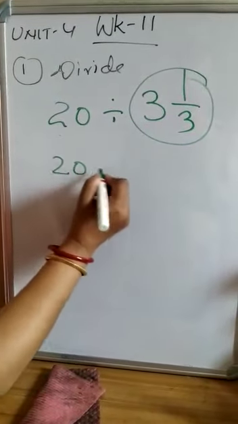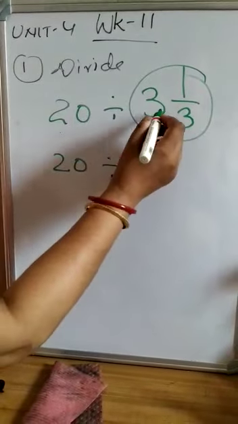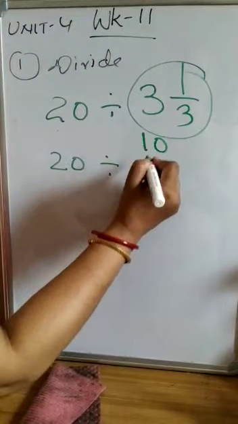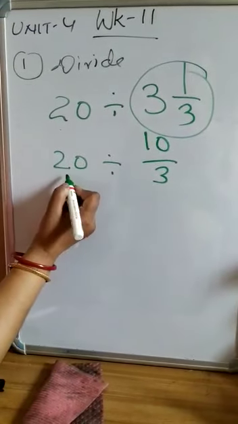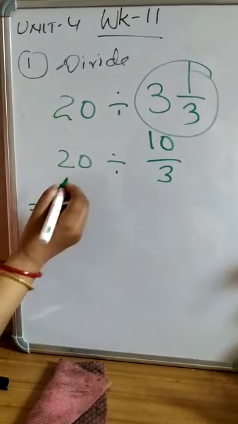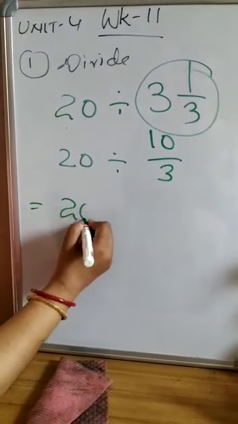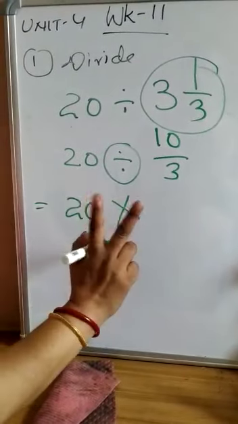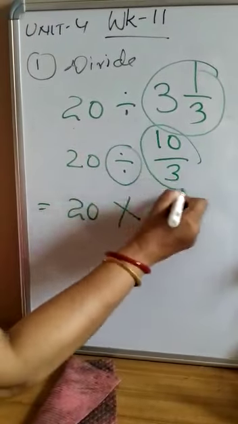Now let us change this divisor mixed number into the fractional number. Okay, 3 3s are 9 plus 1, 10, 10 by 3. So dividend is 20 and 10 by 3 is divisor. Now first step, what we will do? We will write down the dividend and then we will change this division sign with the multiplication sign. Second step, we will write down the reciprocal of this divisor.